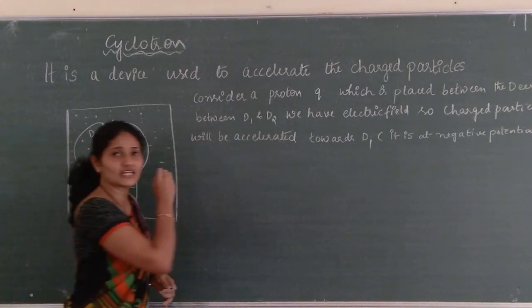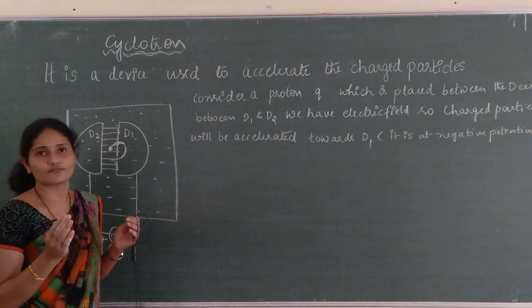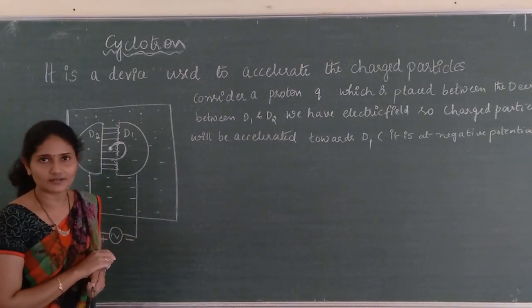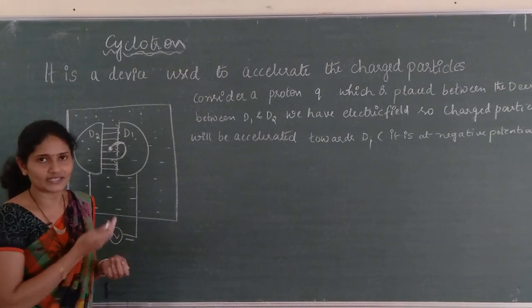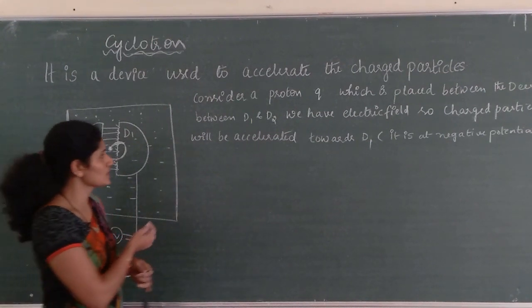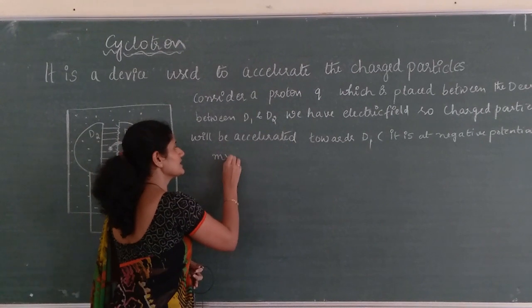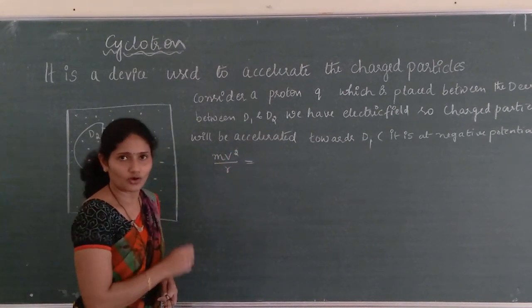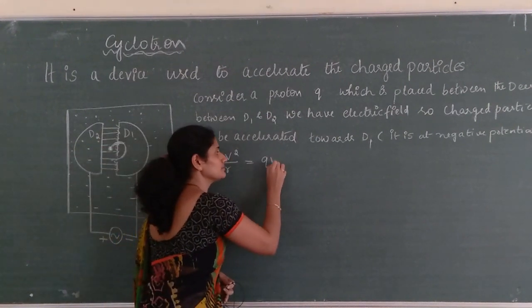In order to move in a circular path, centripetal force is required. Who is providing that centripetal force here? The Lorentz force is providing the necessary centripetal force. So, I will write the centripetal force mv square by r is equal to qvB.